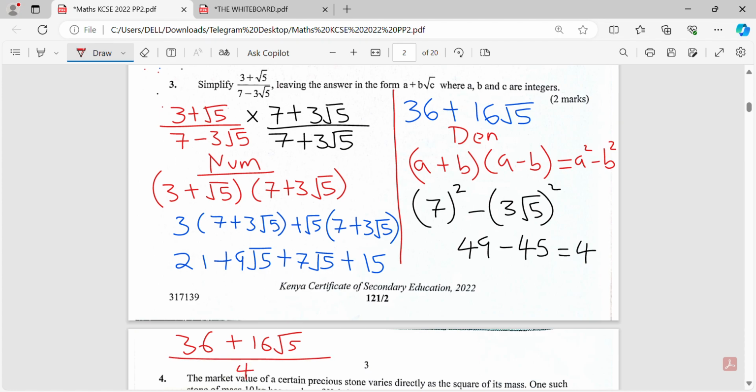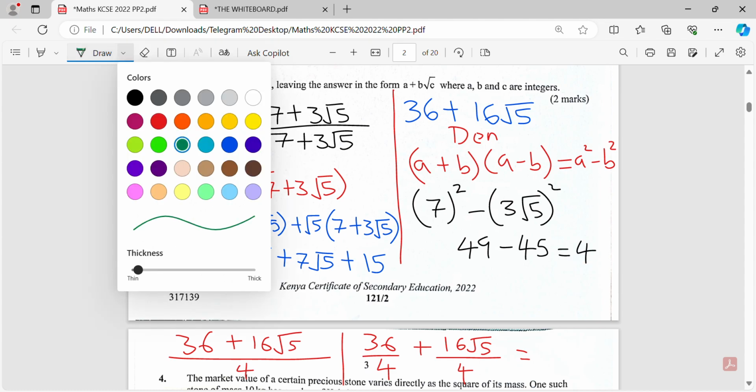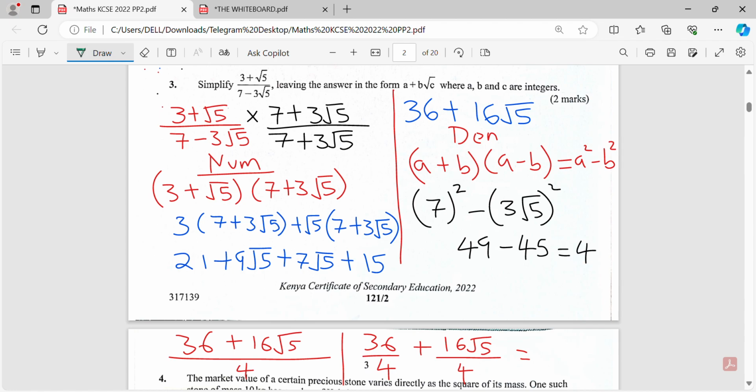Now let's put our answers together. So the upper answer was 36 plus 16 root 5. Then we are dividing by the denominator, which is 4. So in this type of maths, they share the 4. This is like an LCM, so they share the 4. So we are going to give the 36 its 4, and we are also going to give 16 root 5 also its 4.